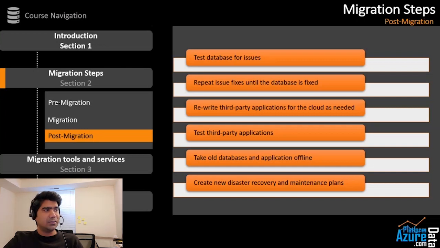Again, after doing that, test your third-party applications. Take old databases and applications offline. So once your migration is complete and everything is done, then you can take your old database offline. You don't need that anymore. And once your target database is ready, you can go ahead with disaster recovery and maintenance plans. Because your target is going to be Azure, it will be easy for you to perform disaster recovery and maintenance plans.